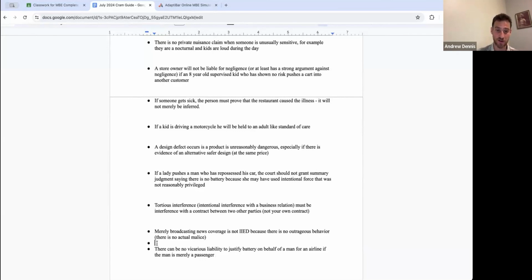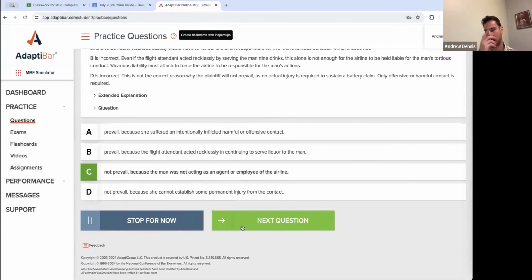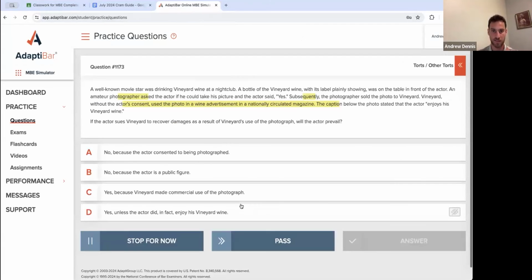Usually there's not even vicarious liability for intentional torts if they're an employee. There would only be if it's inherent to the job itself, like being a bouncer at a club. That's kind of like a violent job, I guess.